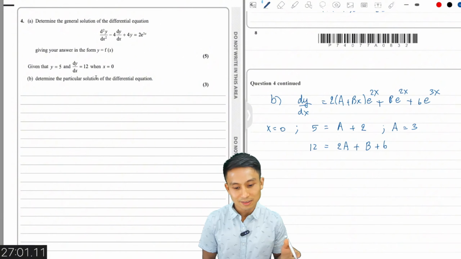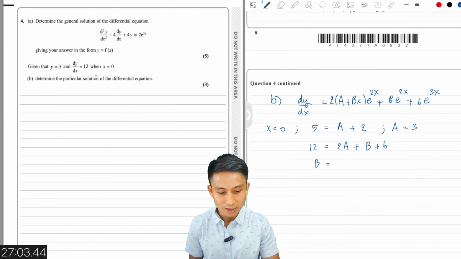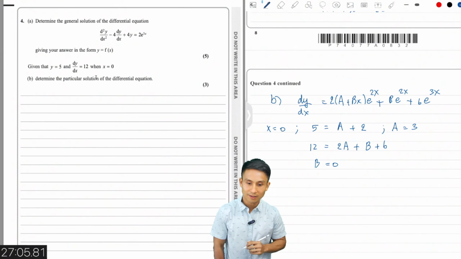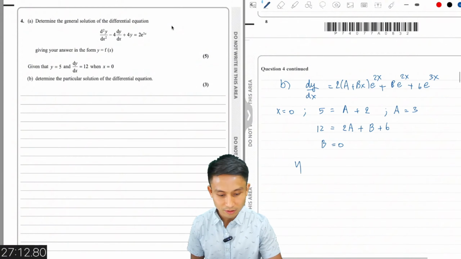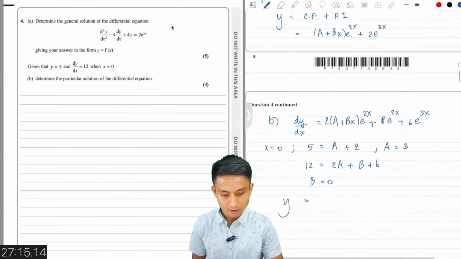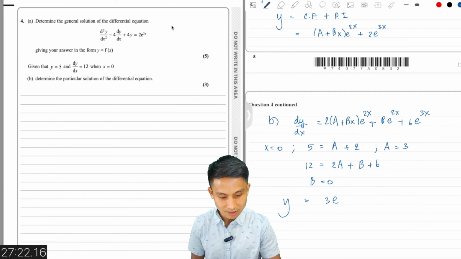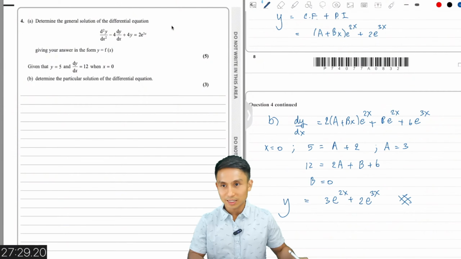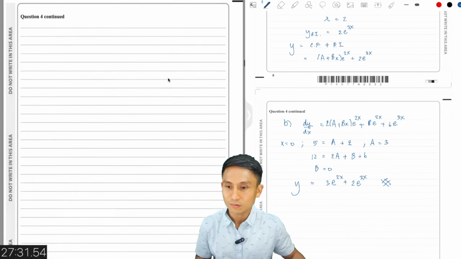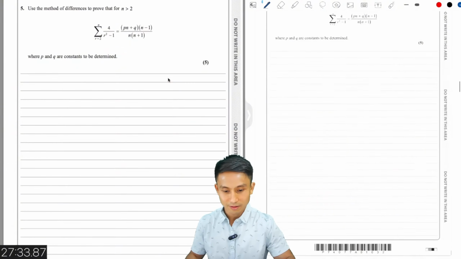So 2a is 6. 6 subtract, well, b is 0 actually, yeah? Because if you do the math there, 2a is 6. 6 plus 6 is 12, so b becomes 0. So the particular solution would be then, because b is 0, a is already found too. So 3 e to the 2x plus 2 e to the 3x. Quite simple there. Okay, so that's the particular solution. Okay, done. Now question 5.